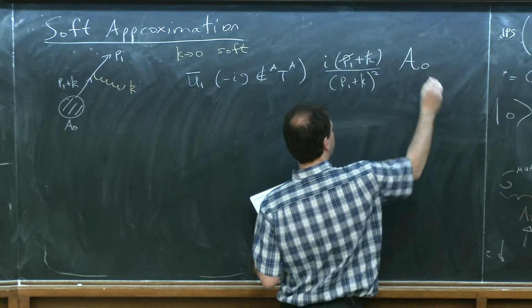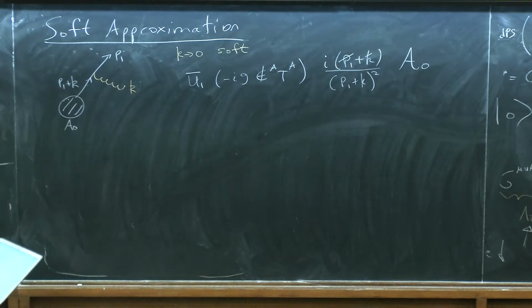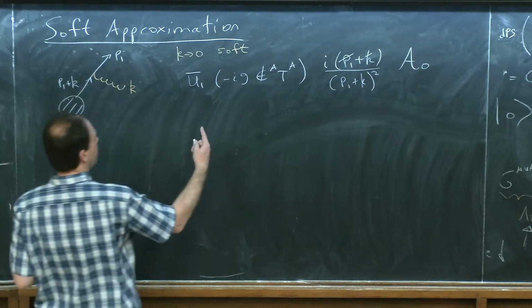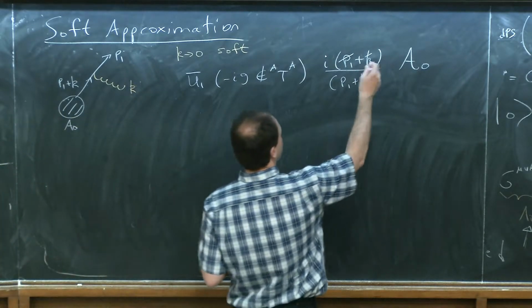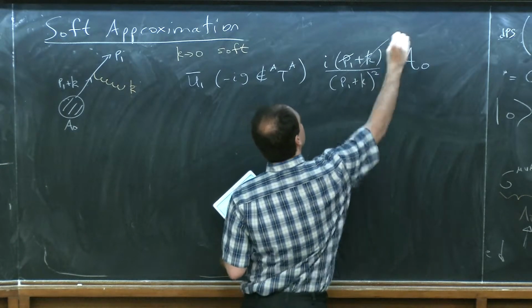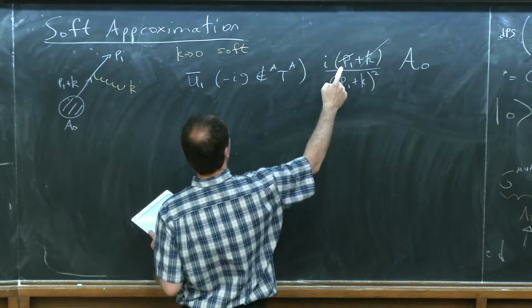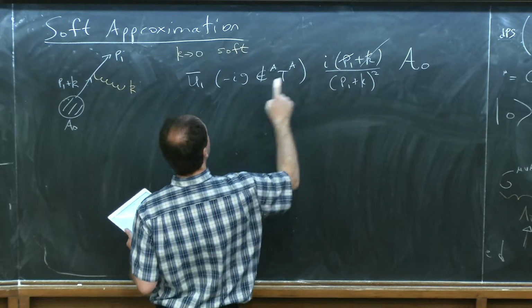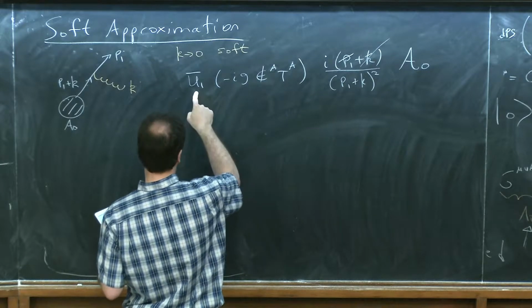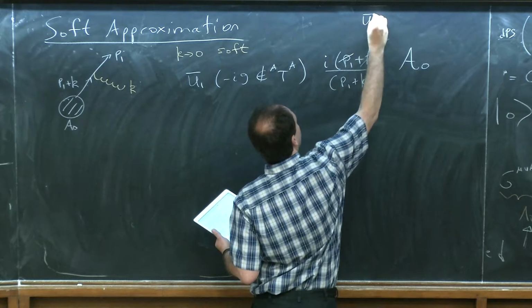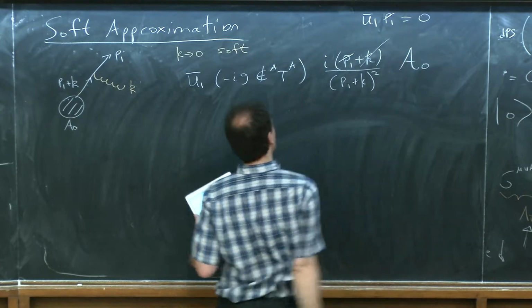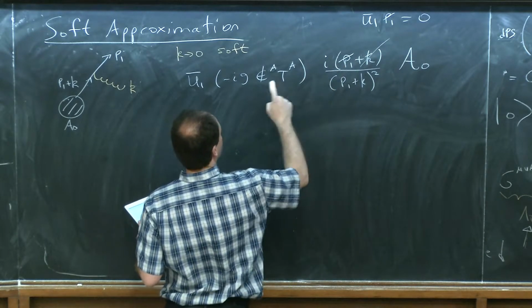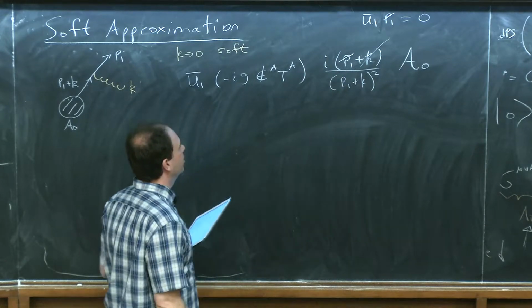And then I have the rest of the amplitude, which I'm just calling A0. If I make this approximation that k is small, I can just drop this k here. Then I have a P1 slash, and I can push that P1 slash through the epsilon slash so that it hits the spinner. And U bar 1 times P1 slash is 0. That's the equation of motion. So the only term that I get is the dot product between these in the numerator.